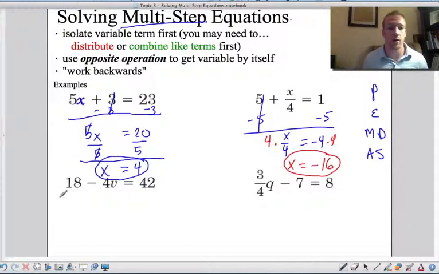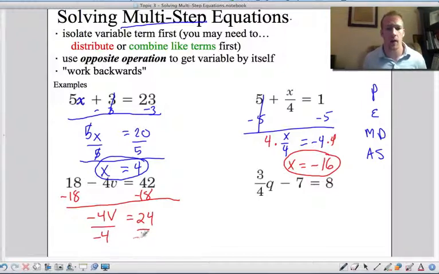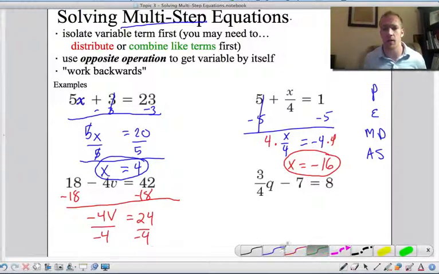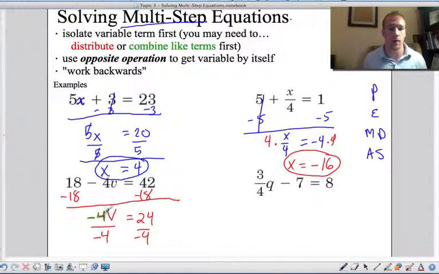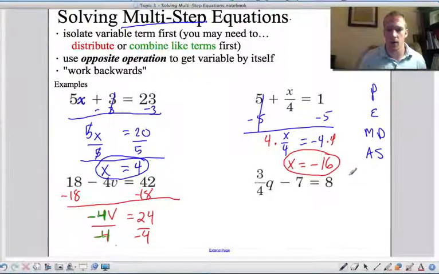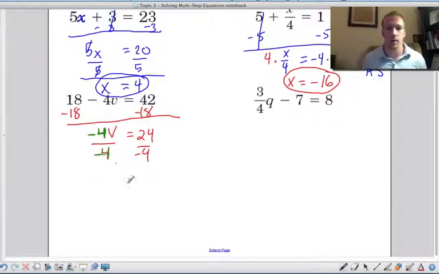Similar step here. Minus 18, and that gives me negative 4v equals positive 24. Divide by a negative 4. Now notice I divided by a negative, because this is a negative 4 here that's multiplying the v. So a negative divided by a negative gives me the positive v. That reduces and gives me just v equals negative 6. Positive divided by a negative is negative.